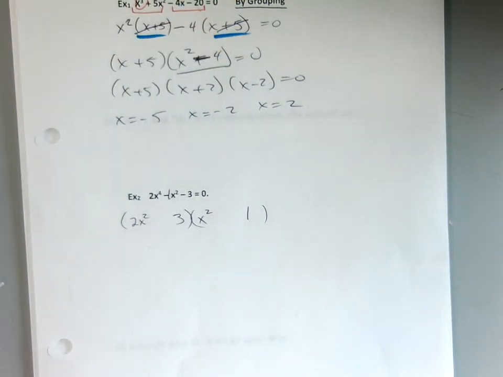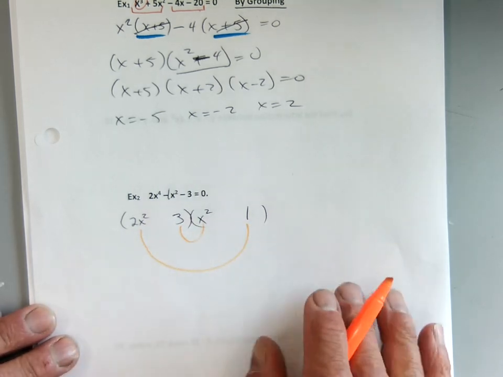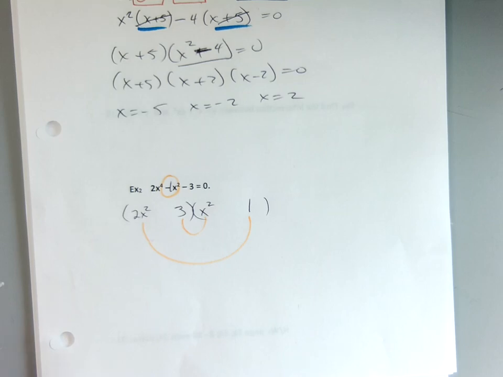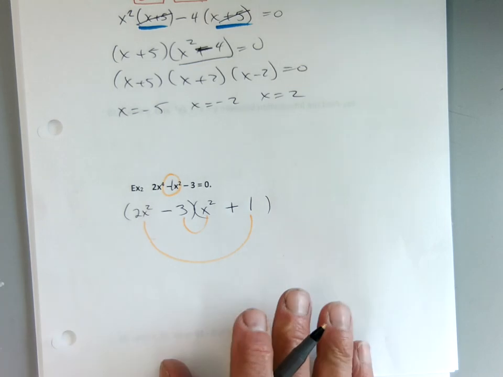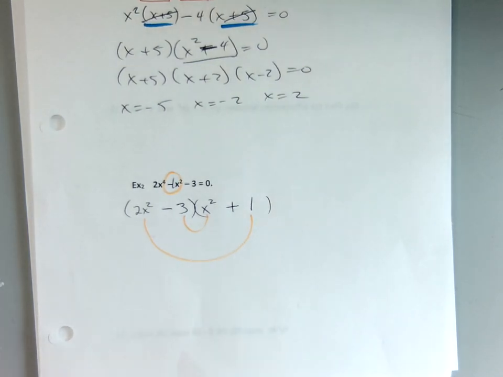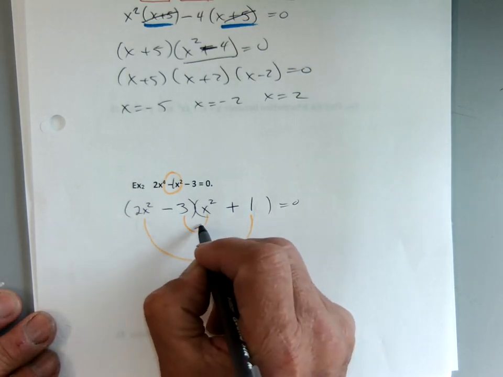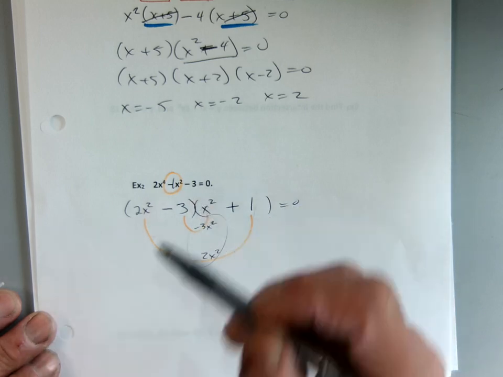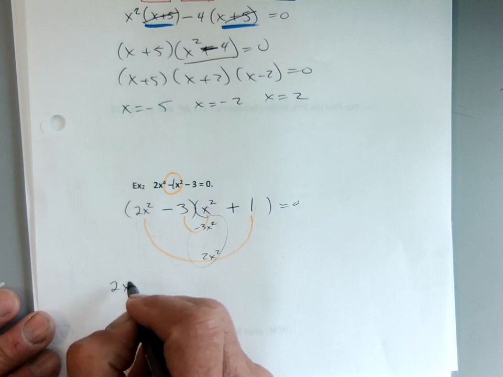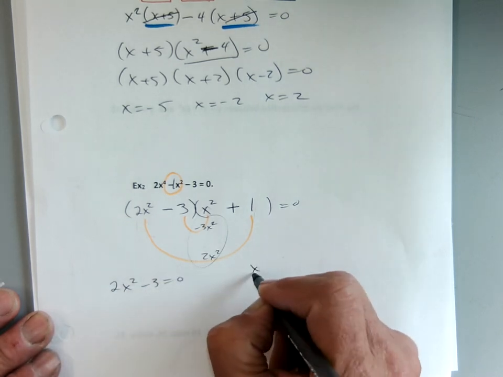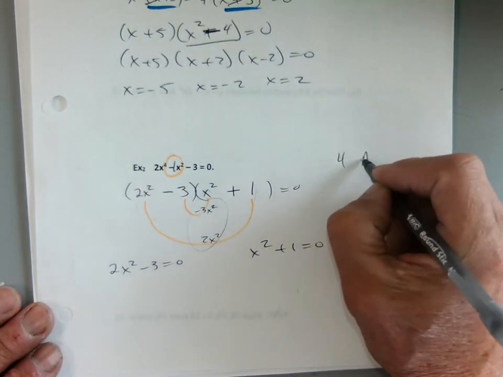And what I have taught you guys is the double smiley, right? I like the double smiley. See my double smiley? Because I need to make a negative 1. If my 3 is negative and my 1 is positive, you can check your double smiley, right? We'll have a 2x squared and a negative 3x squared. They will combine to make the negative 1. Okay? Now we're not done because we're solving, so we still have a 2x squared minus 3 equals 0 and an x squared plus 1 equals 0, right? I know 4 answers.